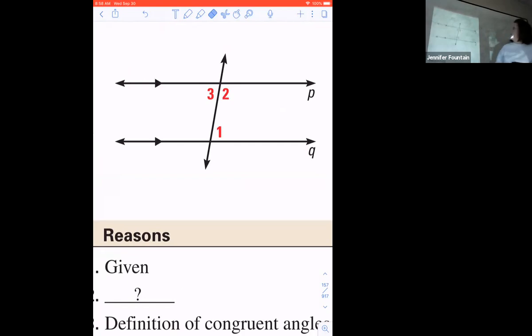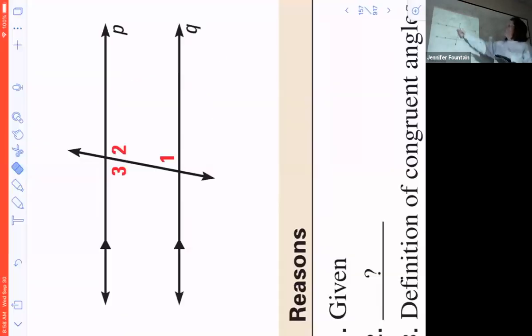What do I know about angle 2 and 3? They're linear. Linear pair, which means they add together to equal 180 degrees. So those are the things that I know. Right now, I can't really compare 1 and 3.